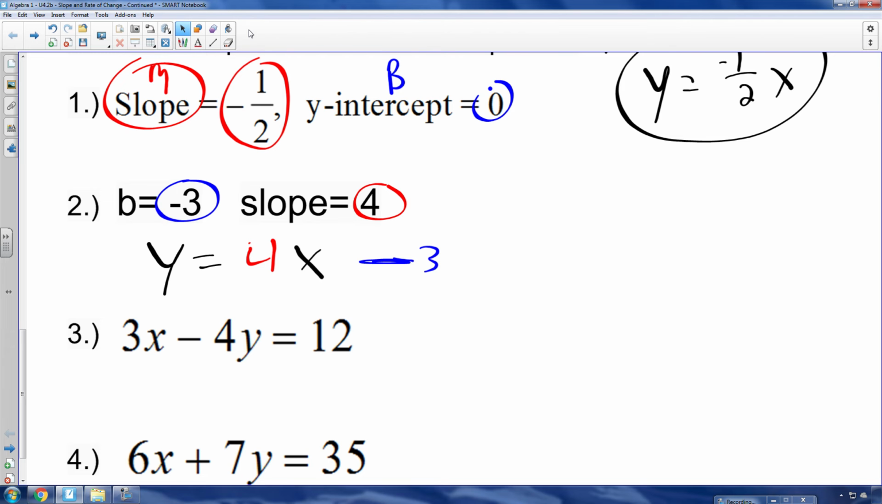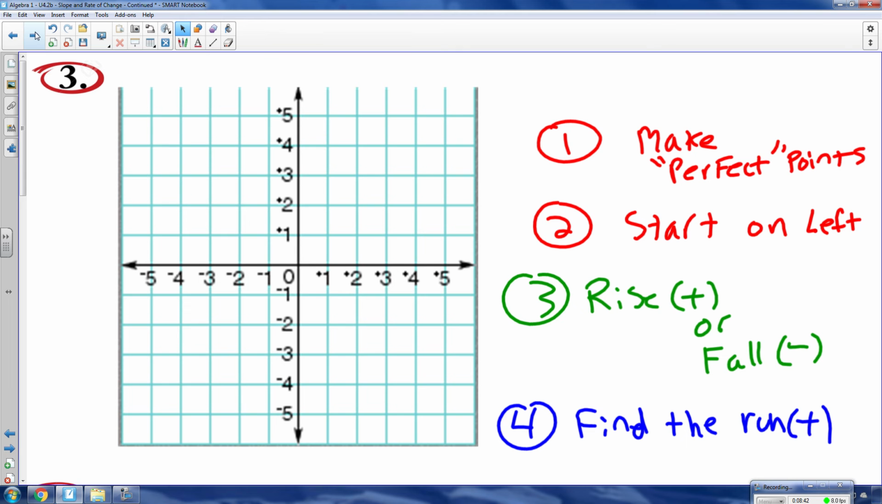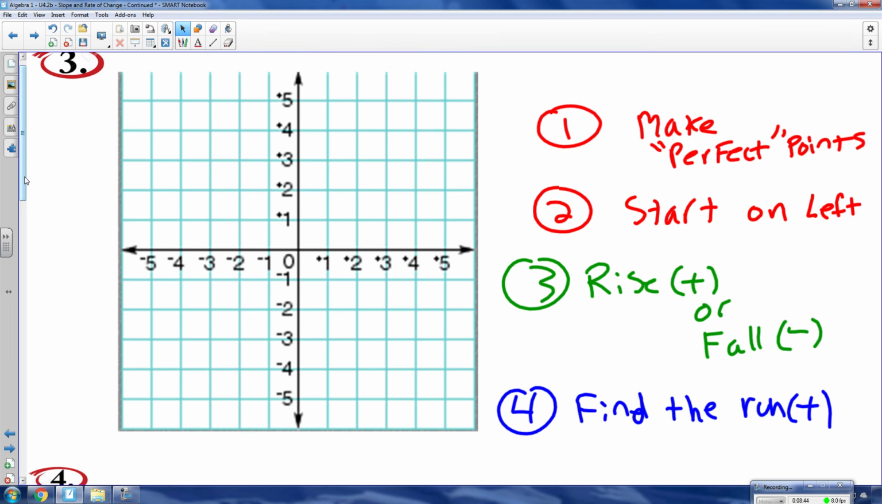So that's where we're at with writing the slope-intercept form of the line, and we are on to this part of the page, which is 3. This is talking about how you would actually graph a line in slope-intercept form. So let's think about that for a moment. There are steps here, it's not that bad. What we want to do is be sure that we are making really nice points. We're starting on the left.